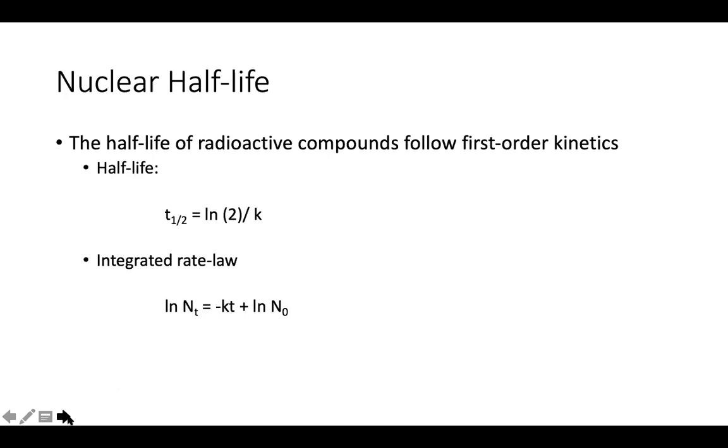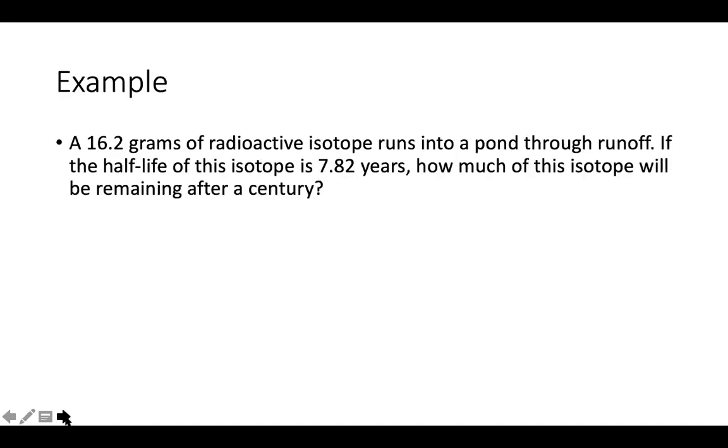So let's look at an example of this in reference to chapter 19. You have 16.2 grams of radioactive isotope, and they run into a pond through runoff. The half-life of this isotope is found to be 7.82 years. And so how much of the isotope would be remaining after a century, or 100 years?